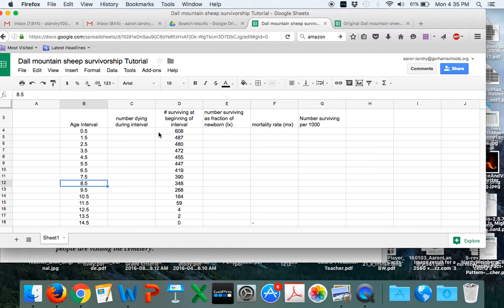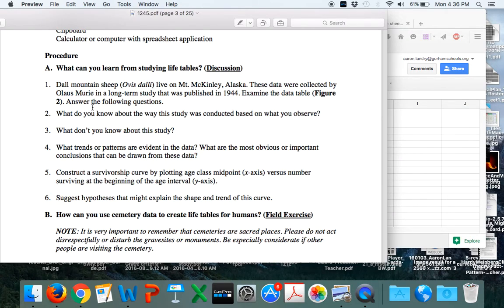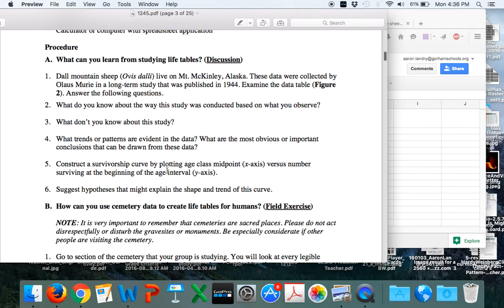So, how to do this? Well, let's go back to our other sheet and we'll see. So, examine the data. What do you know about the way the study was done? It says to fill in the rest of the data table.